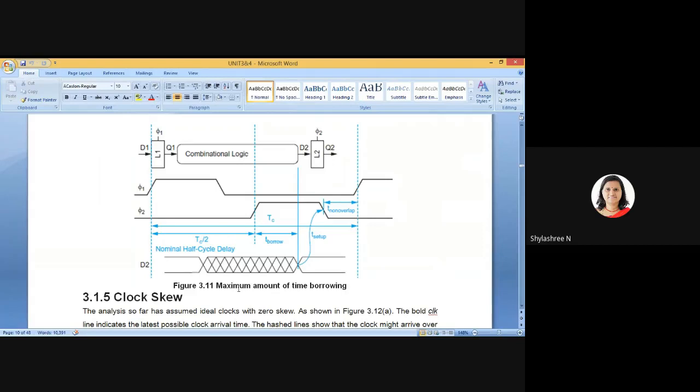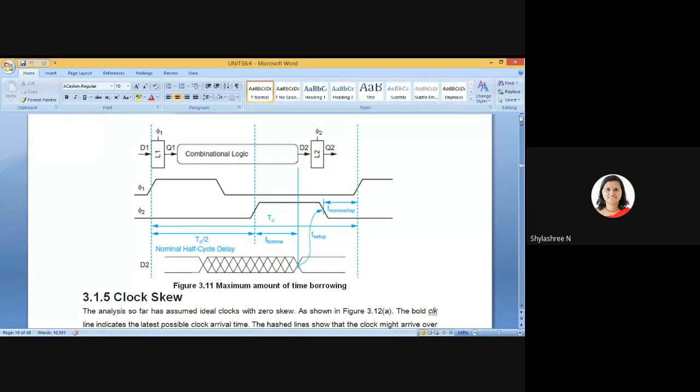TC by 2 minus TPDQ, because the data does not have to set up until the falling edge of the receiving latch clock. You can see here the setup time is based on the falling edge of the receiving latch clock. The receiving latch clock will be L2. So one phase can borrow up to half a cycle of time from the next.